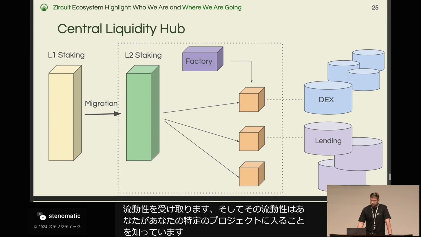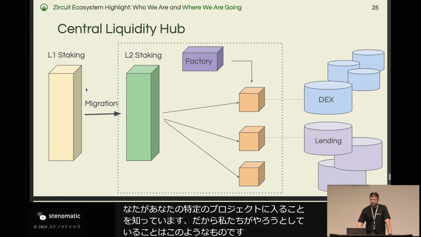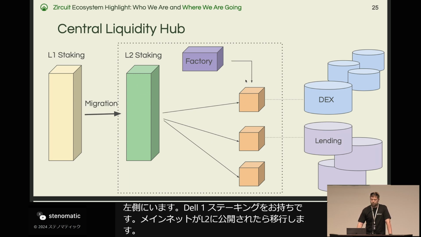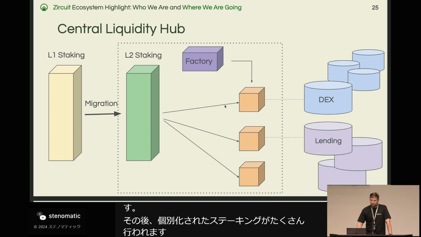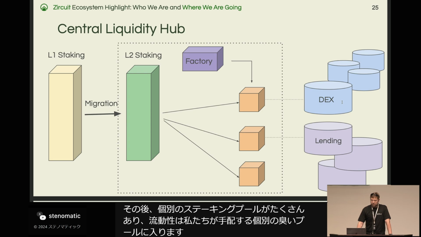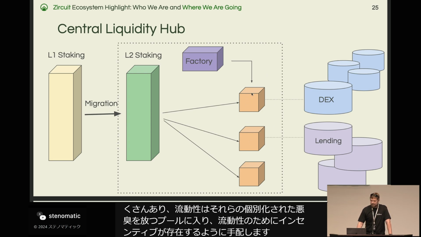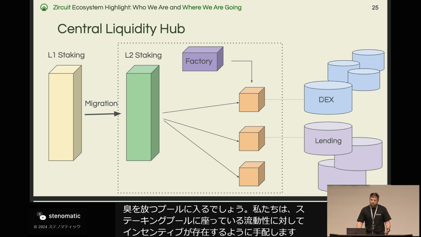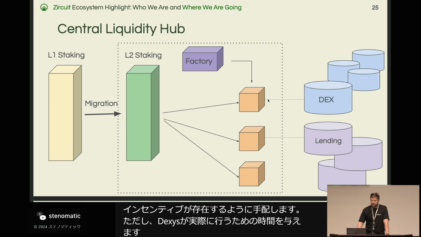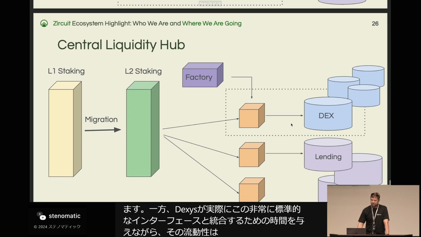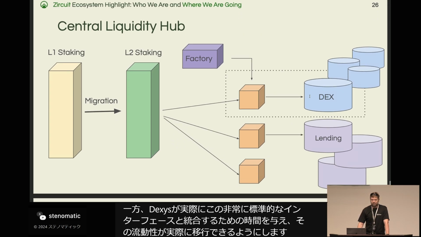So what we are looking to do is something like this. On the left side we have the L1 staking. We will be migrating when the mainnet is publicly available into L2. Then there will be a whole bunch of individualized staking pools, and the liquidity will be entering those individualized staking pools. We are going to arrange for incentives to be present for the liquidity that is sitting in these staking pools, while we give some time for DEXs to actually integrate with this very standard interface so that liquidity can actually migrate over into the projects themselves.